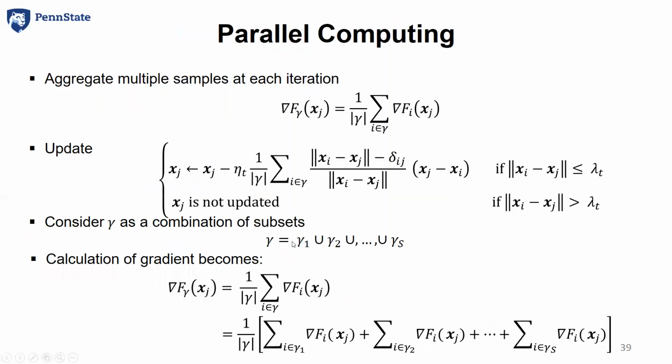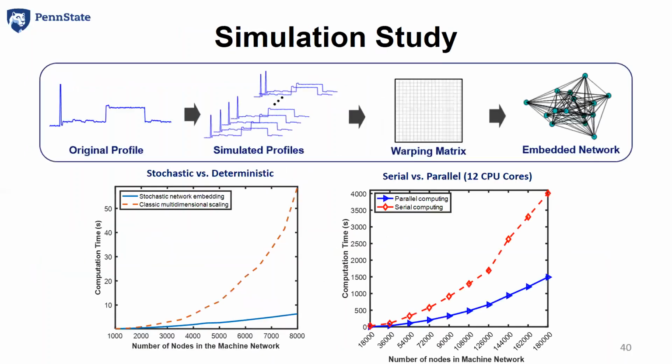We just divided the gradient calculation into multiple cores. So this is gamma 1, gamma 2 to gamma s. Then we combine them together for the gradient calculation. This way, it will help us to minimize the computational burden or complexity of the network modeling. So we did the simulation study, and this is a power profile, and we have a simulated profile, and then we do the warping matrix, and then we do the embedded network.